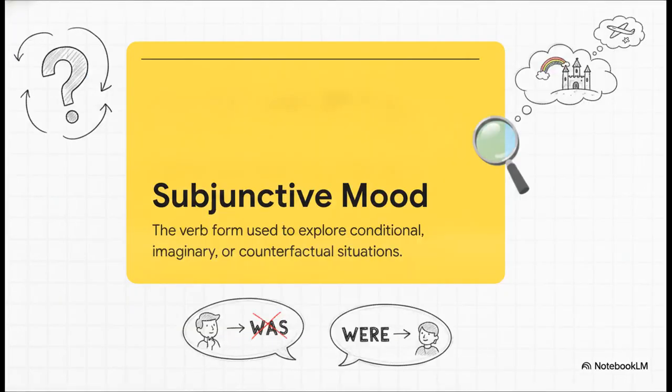Well, it all comes down to something called the subjunctive mood. English signals this non-reality by using the subjunctive, where the verb "to be" uniquely transforms into "were" for every single person. Yep, every person. So instead of the real past tense, "I was" or "he was," the unreal, imaginary form becomes "I were" and "he were."